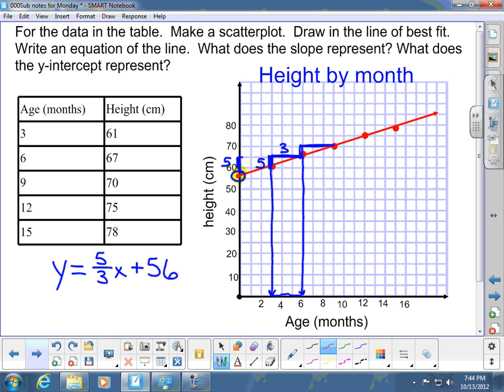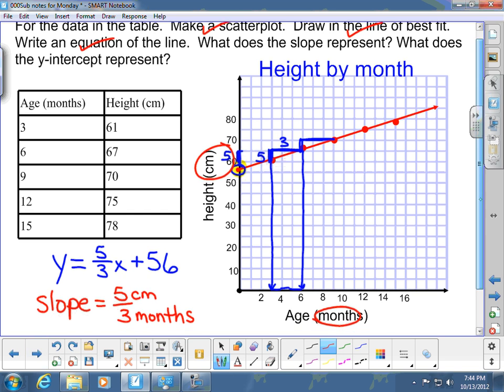So it says we were supposed to make a scatter plot, draw in the line of best fit, write the equation of the line, and then we want to know what the slope represents and what the y-intercept represents. The slope of that line is 5 over 3. And if we go back to the units on the graph, the 5 was 5 centimeters, and the 3 was 3 months. Those units can help us decide what the slope represents.